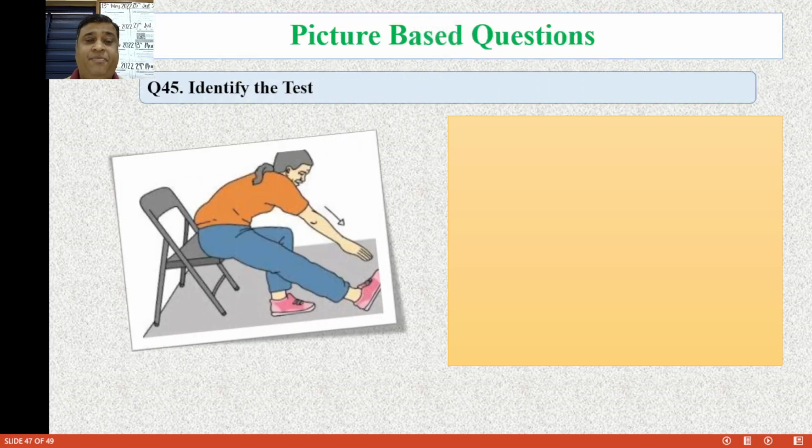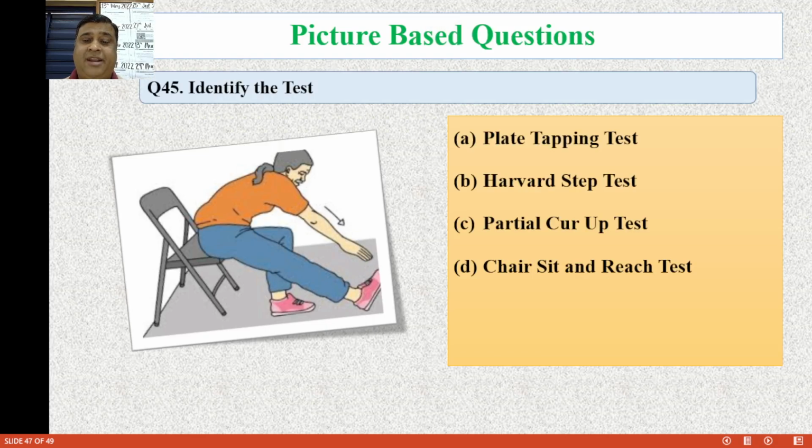Question number 45. Identify the test: plate tapping test, Harvard step test, partial curl-up, or chair sit and reach test. Now the correct answer is chair sit and reach test.